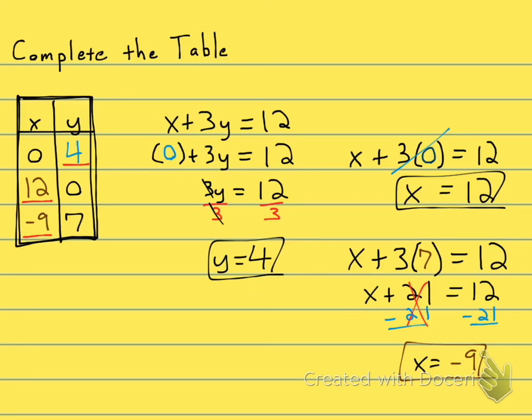And that's 3 points that we just found on this line. 0, 4; 12, 0; negative 9, 7. And if you draw those on a graph, you're going to make a line.